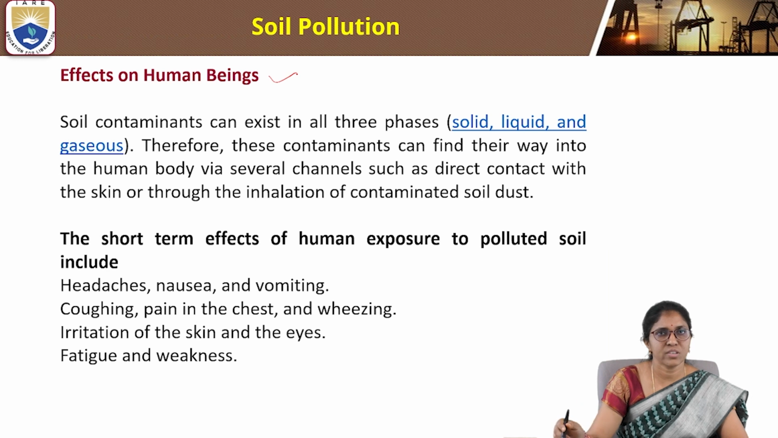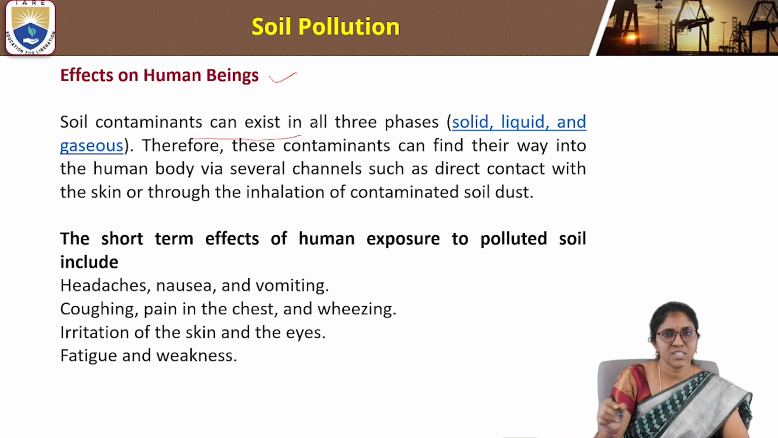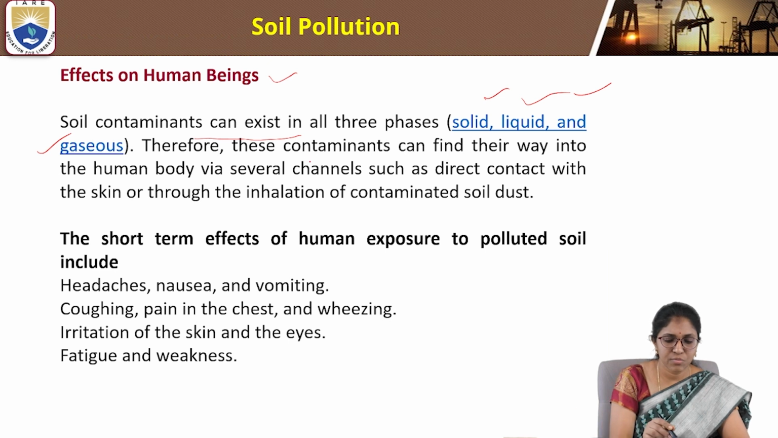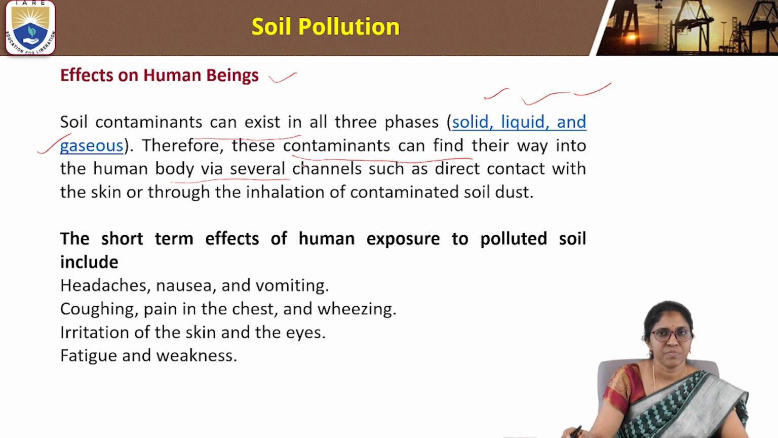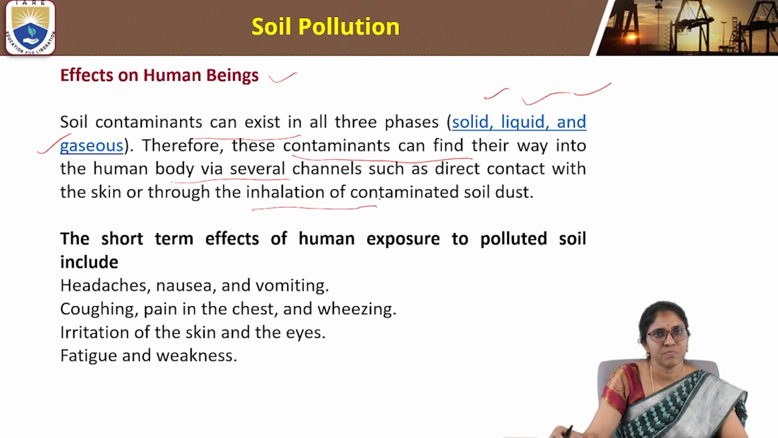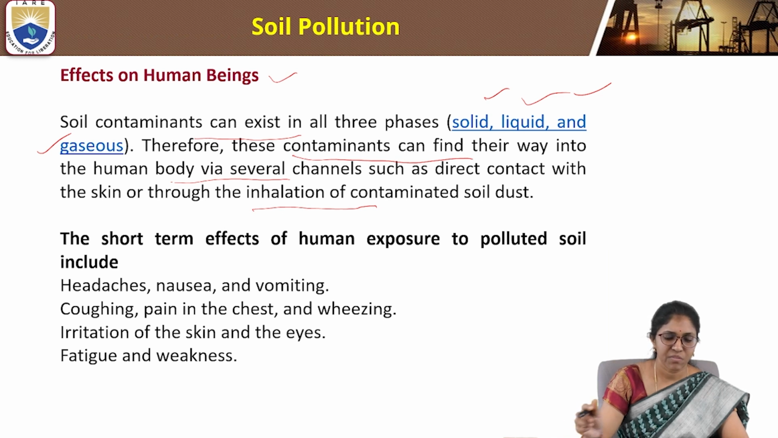Effects of soil pollution on human beings. Soil contaminants can exist in all three phases: solid, liquid, and gaseous. These contaminants can find their way into the human body via several channels, such as direct contact with the skin or through the inhalation of contaminated soil dust.